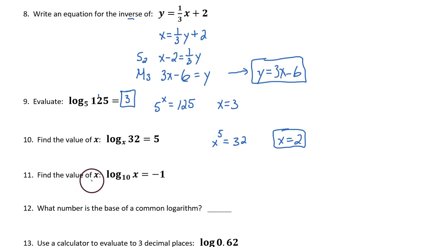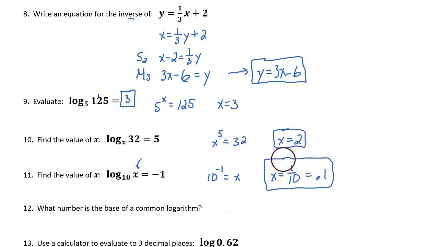Number 11, find the value of x. This time x is the argument of the logarithm. Take the base, raise it to the -1 exponent, and that equals the argument. Well, 10 to the -1 is the reciprocal of 10, 1/10. Or if you prefer a decimal, 0.1. These three questions, 9, 10, and 11, get at the meaning of the different components of a log expression.